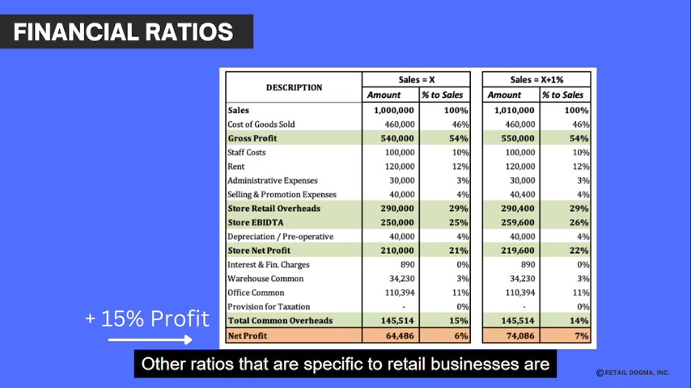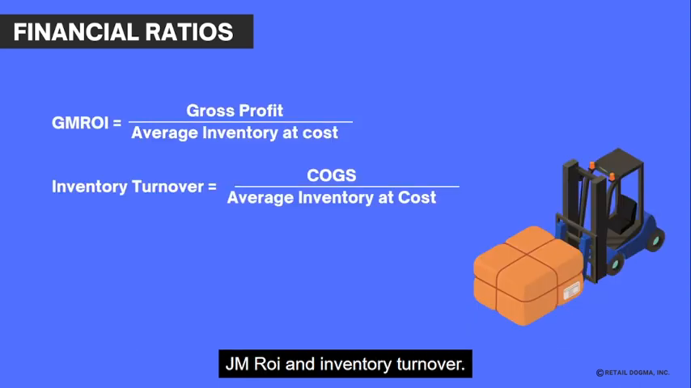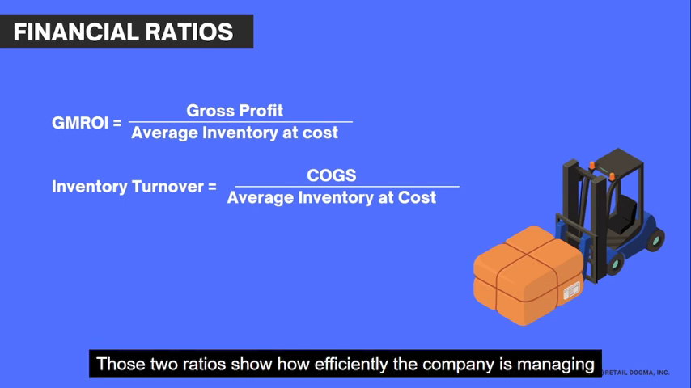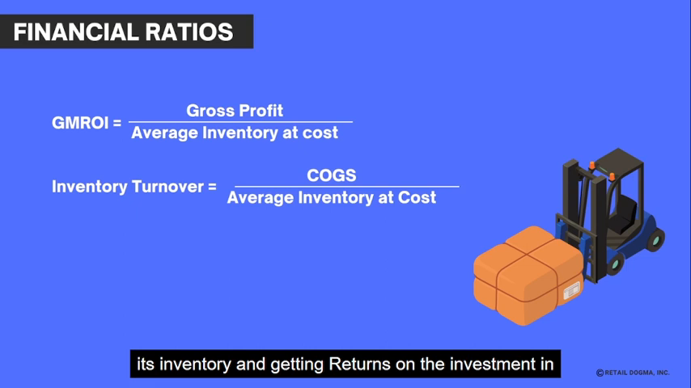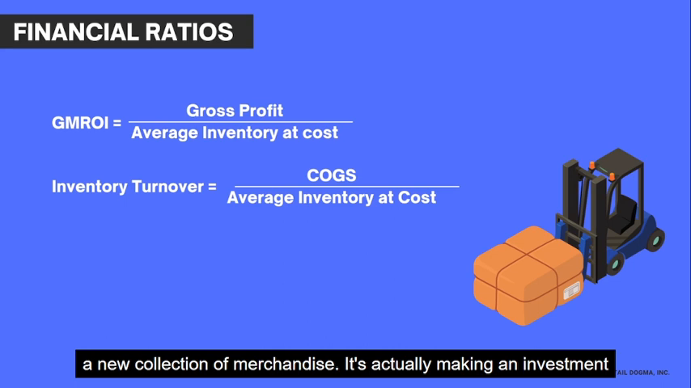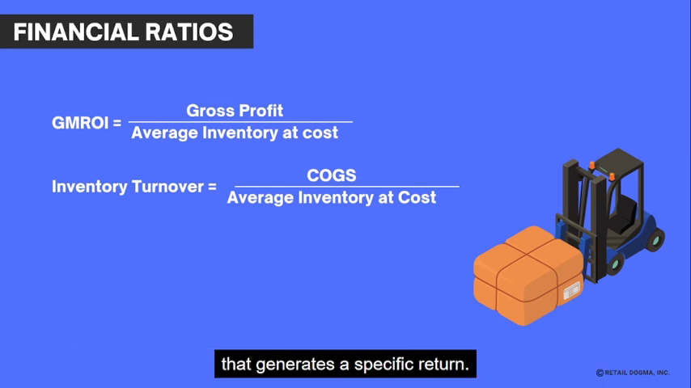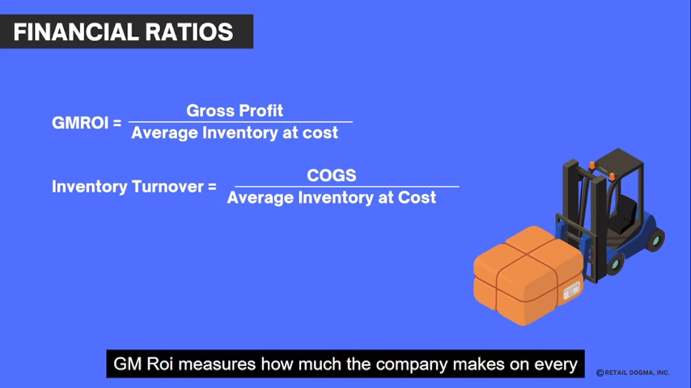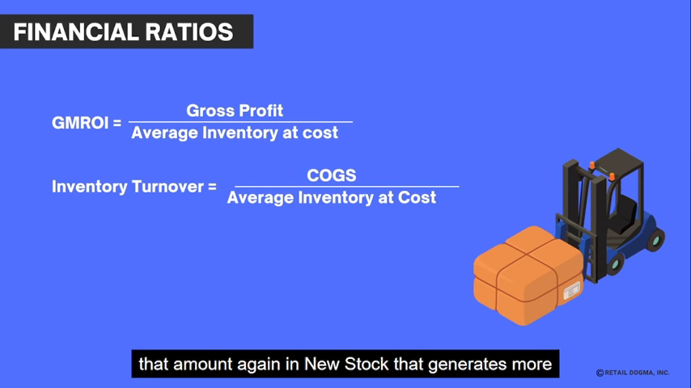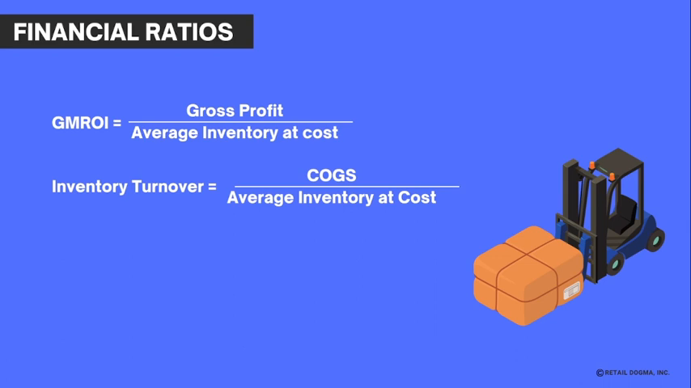Other ratios that are specific to retail businesses are GMROI and inventory turnover. Those two ratios show how efficiently the company is managing its inventory and getting returns on the investment in it. Every time the business goes out to buy a new collection of merchandise, it's actually making an investment that generates a specific return. GMROI measures how much the company makes on every dollar invested in inventory. And inventory turnover measures how fast the company is able to turn such inventory during the year and invest that amount again in new stock that generates more returns for the business.